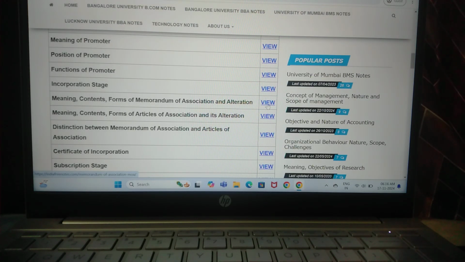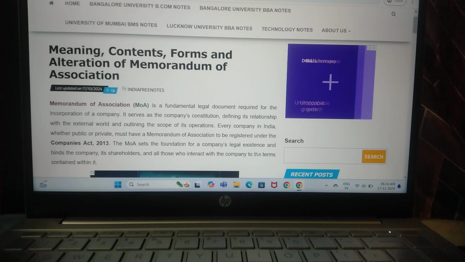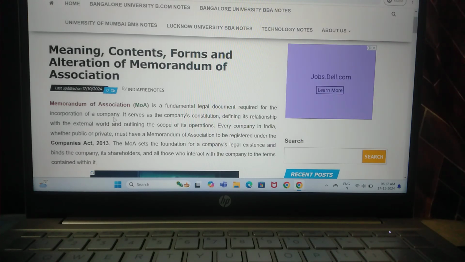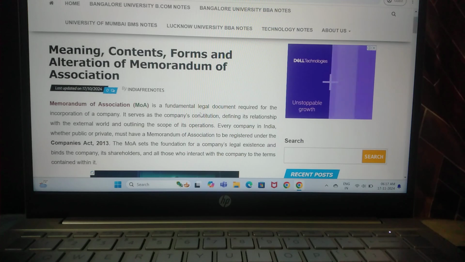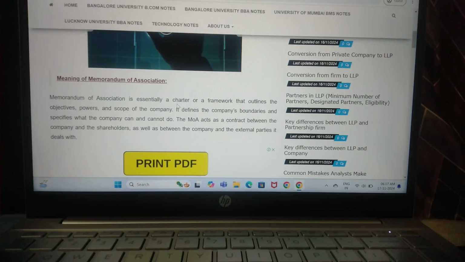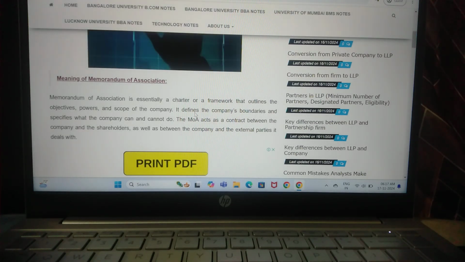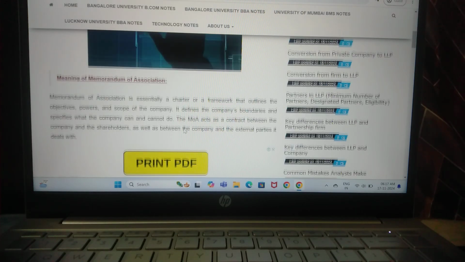Next one, so you will go directly to the MOA. Now you can see this is how you have to write MOA. You can see contents, forms and some topics. Memorandum of association is a legal document required for the incorporation of a company. For the registration of the company, MOA has to be filed. And in the introduction, again you have to write the meaning: memorandum of association is essentially a charter or a framework that outlines the objectives, powers and scope of the company. It defines the company's boundaries and specifies what the company can and cannot do.